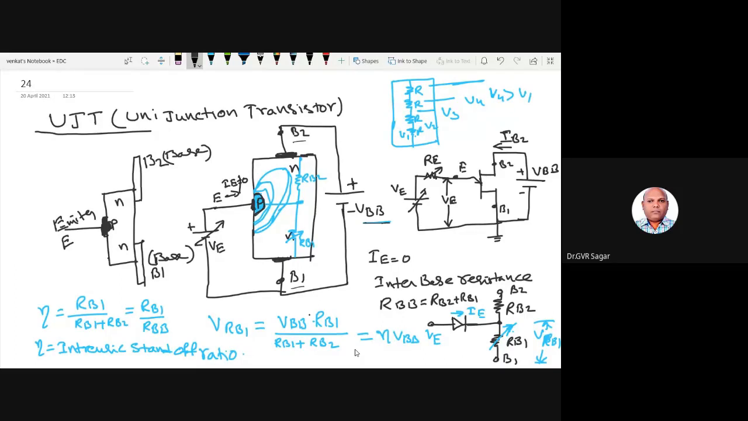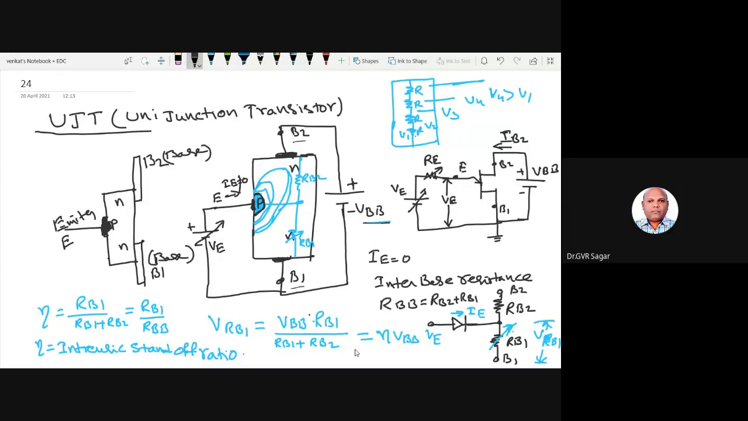The entire bar we are dividing into two resistors. One, from base 2 to the center point, the emitter junction point, is called RB2, and from the emitter junction to the base 1 terminal, we are calling RB1. RB1, RB2: two resistors are separated here, and in between an emitter is connected.